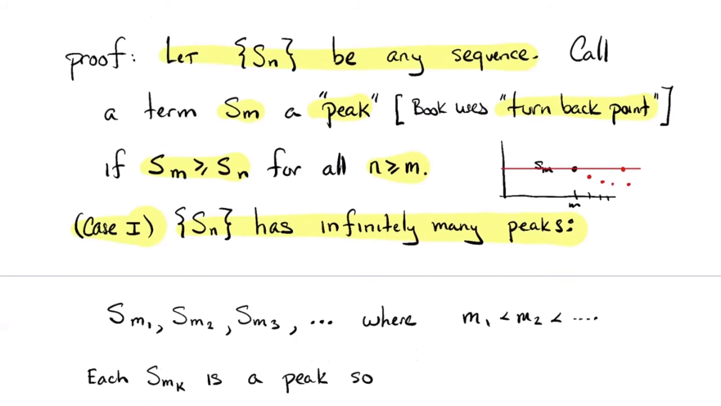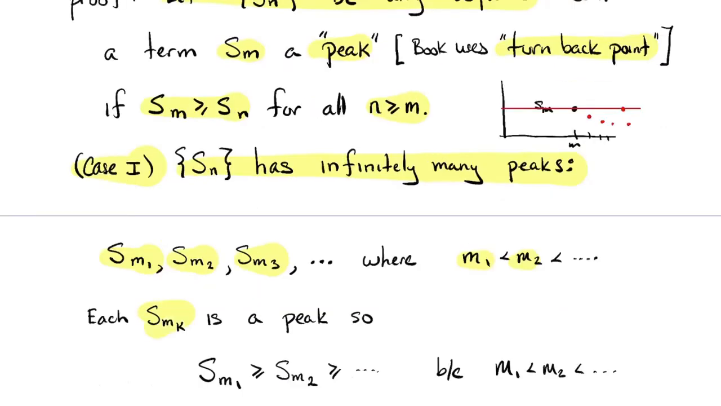Okay, so let's name them: S_M1, S_M2, S_M3, where M1 is strictly less than M2, and so on. I'm just ordering the infinitely many peaks in increasing order of the indices. First peak, second peak, third peak, and there are infinitely many of them. Each one of these S_Mk is a peak.